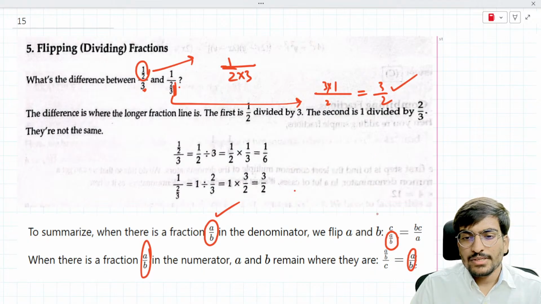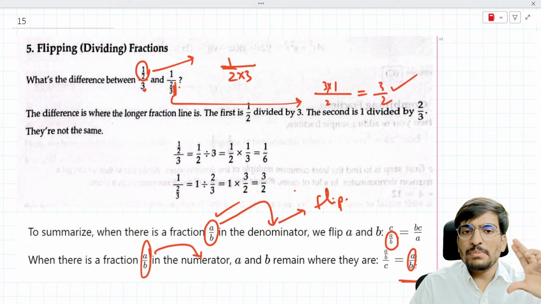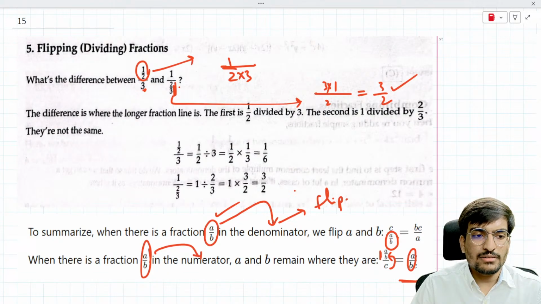So you just remember, where is a by b? If a by b is in the denominator, flip. If a by b is in the numerator, just keep it the same. This a by b is a by b only, and the c will be multiplied with the denominator.